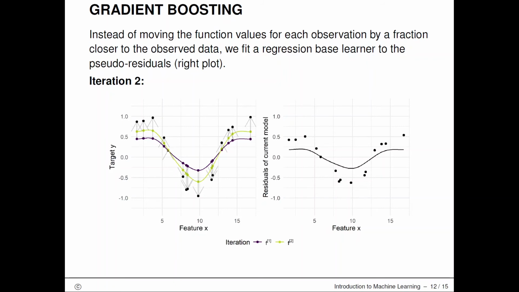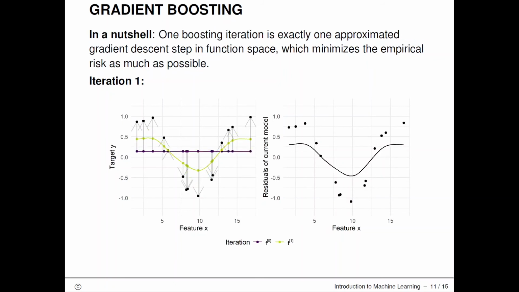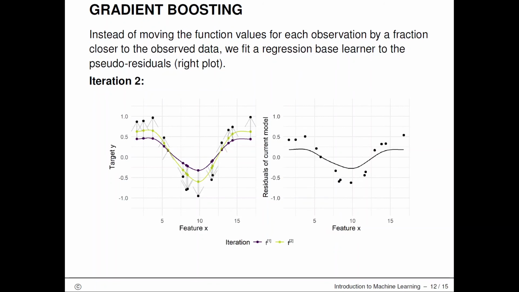We usually use this learning rate principle, so we don't add the complete function, but we add some fraction of the function. So we would usually downscale this a little bit, using a learning rate defined as 0.6 as before. Do the same thing in the second iteration.